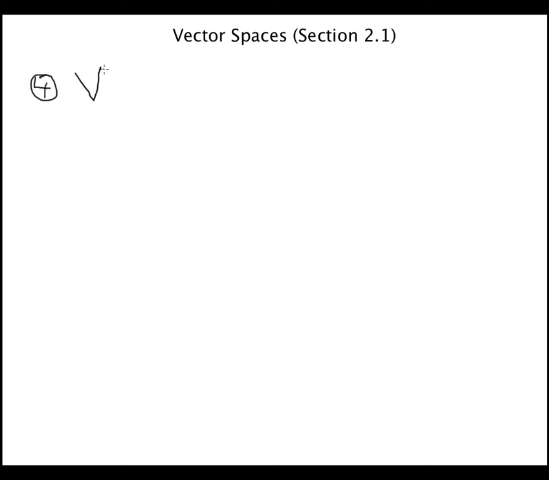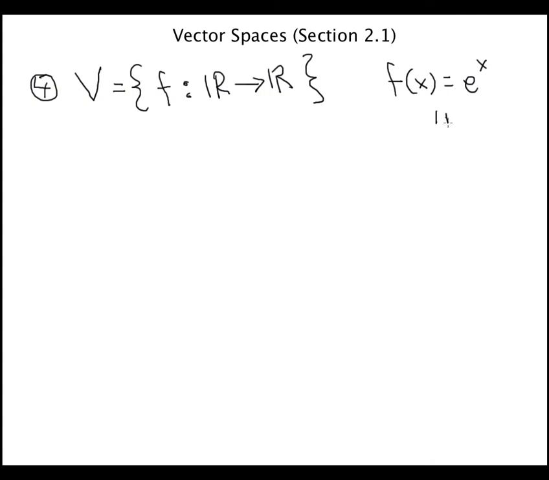Let V be the set of all functions from R to R. That is to say, any function that you can think of that takes real numbers to real numbers, like e to the x, or 1 plus x, or whatever. I claim this is a vector space. Well, what does that mean?